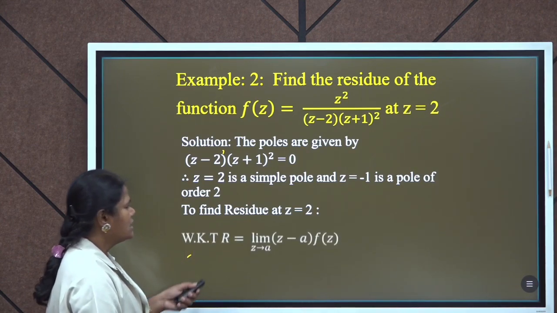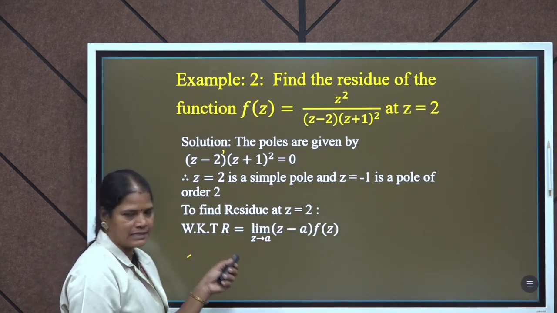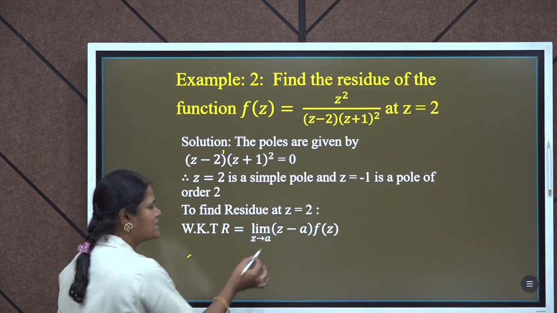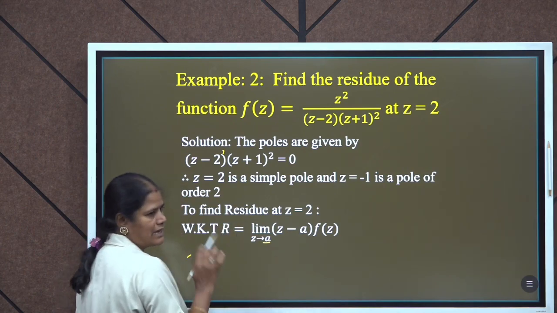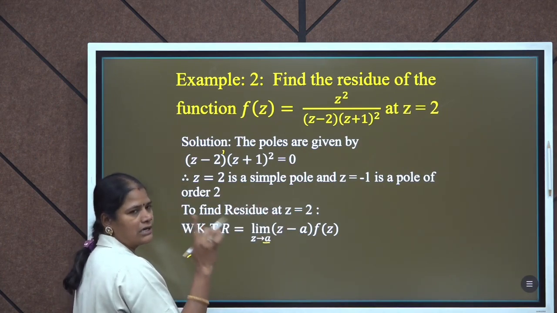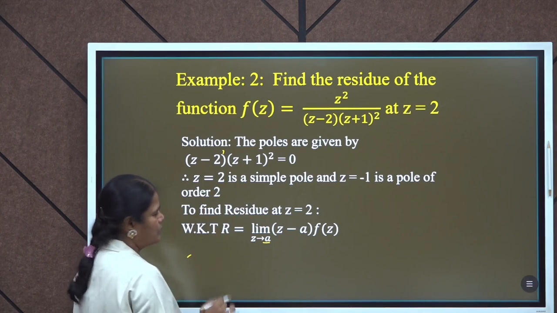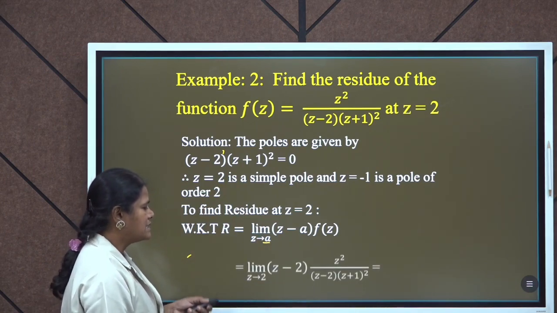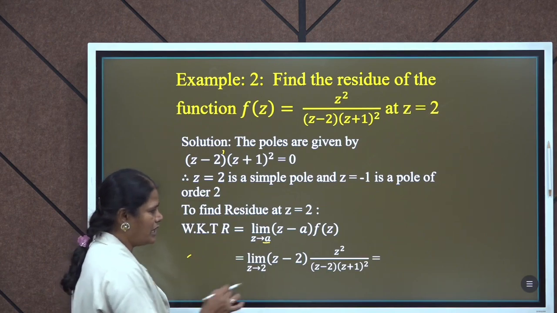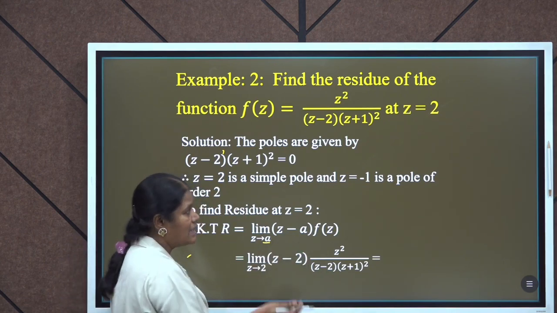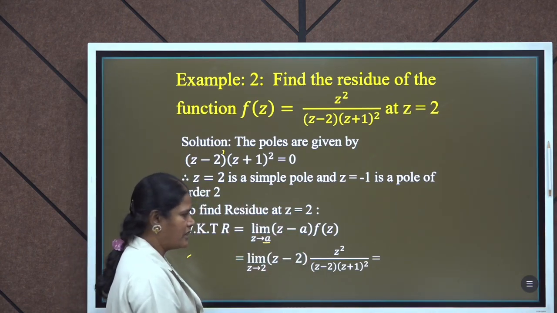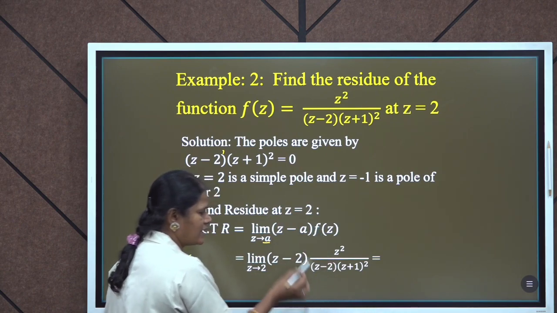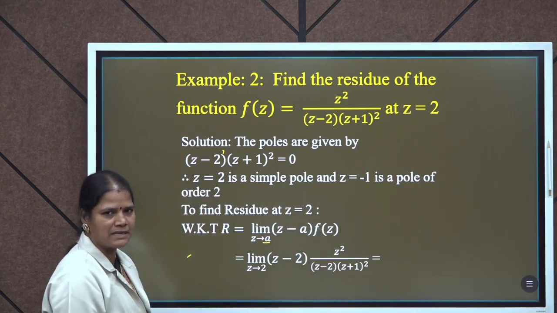It is nothing but R, for residue, equals the limit as z tends to a of (z − a) f(z). What is a here? A is the pole. Actually, we are going to find the residue at the pole z = 2. So, instead of a, you have to substitute 2. Then what will come? Limit as z tends to 2 of (z − 2) f(z). What is f(z)? The entire function they have given. So, in that place, you can substitute the given function z² / ((z − 2)(z + 1)²).